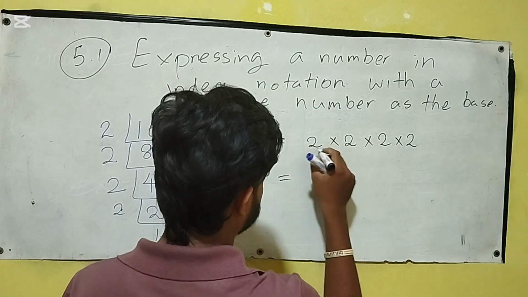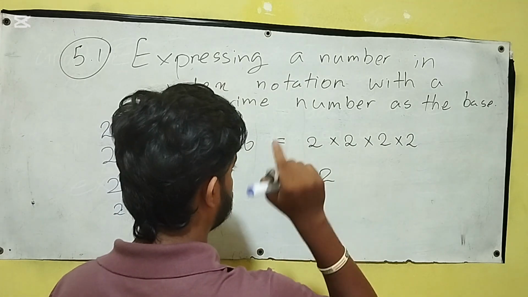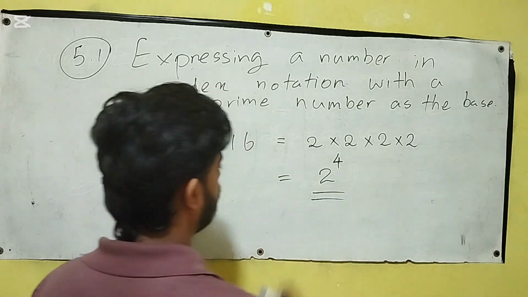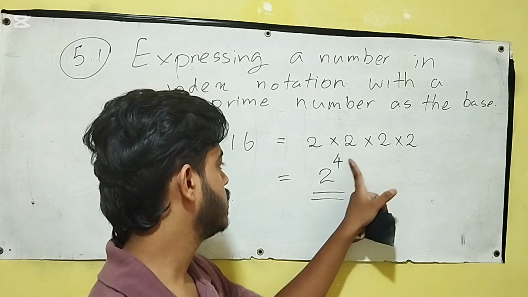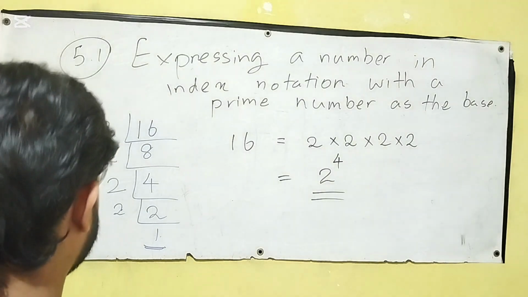And how to write down? This is a base, 2. 2 is the base. 2 is a base. 1, 2, 3, 4. This is an index notation. Base, index. Okay, write down this.